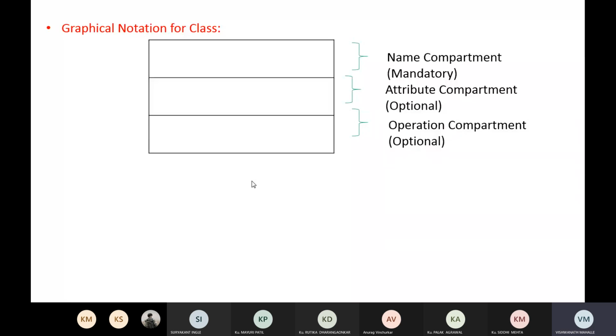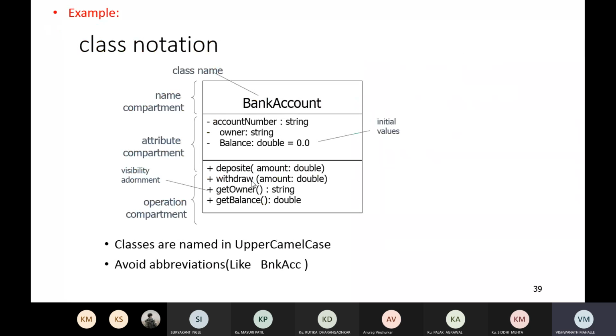Okay. So we will see an example of a class. In the name compartment, BankAccount is the name of the class. We write the name of the class in the first compartment, and I have written here BankAccount. So BankAccount is an abstract thing. I did not say here my bank account or Sachin's bank account. That is a specific thing. Specific things are called objects, but BankAccount is not a specific thing, it is an abstract thing. So that is called class.